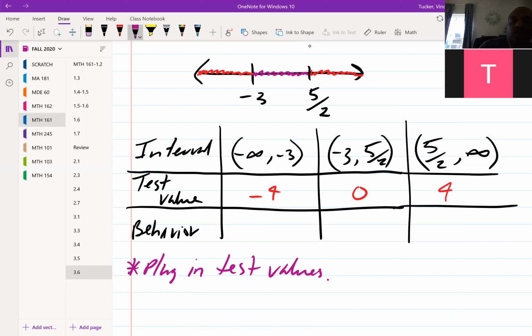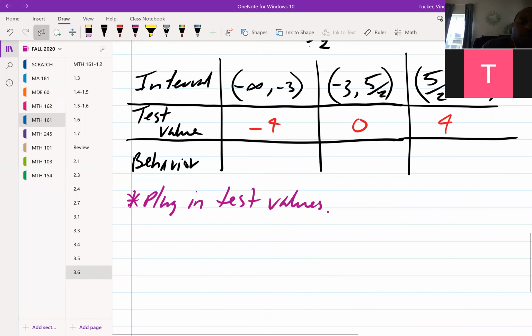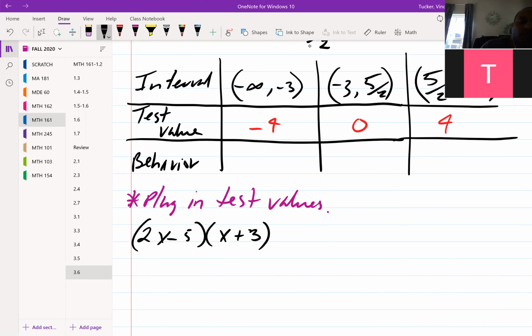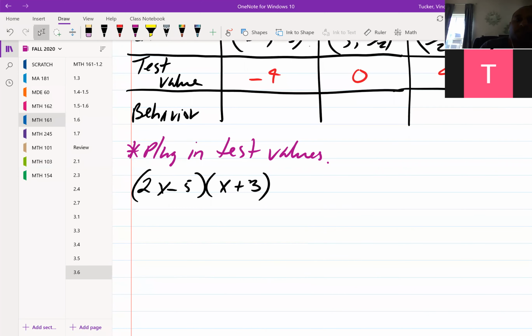So now we're going to plug in those test values. I like to use my factored polynomial. So it's 2x minus 5, x plus 3. So plugging in -4.